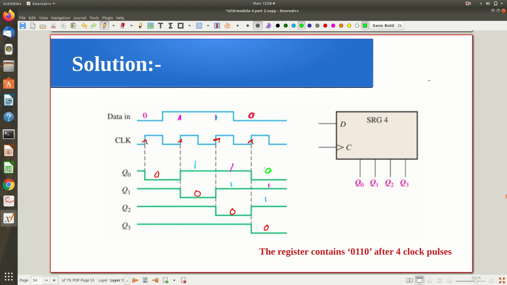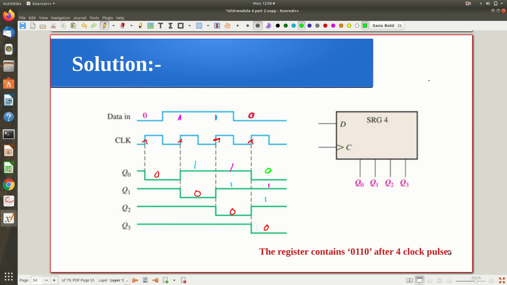Anyway, this is the notation, and you can see that the outputs are Q0, Q1, Q2, Q3, and that is what you are getting like this. Hope it is clear. So the register contains 0, 1, 1, 0, right? But after 4 clock cycles only. After 4 clock cycles, if you are observing the register, you will see this pattern 0, 1, 1, 0.